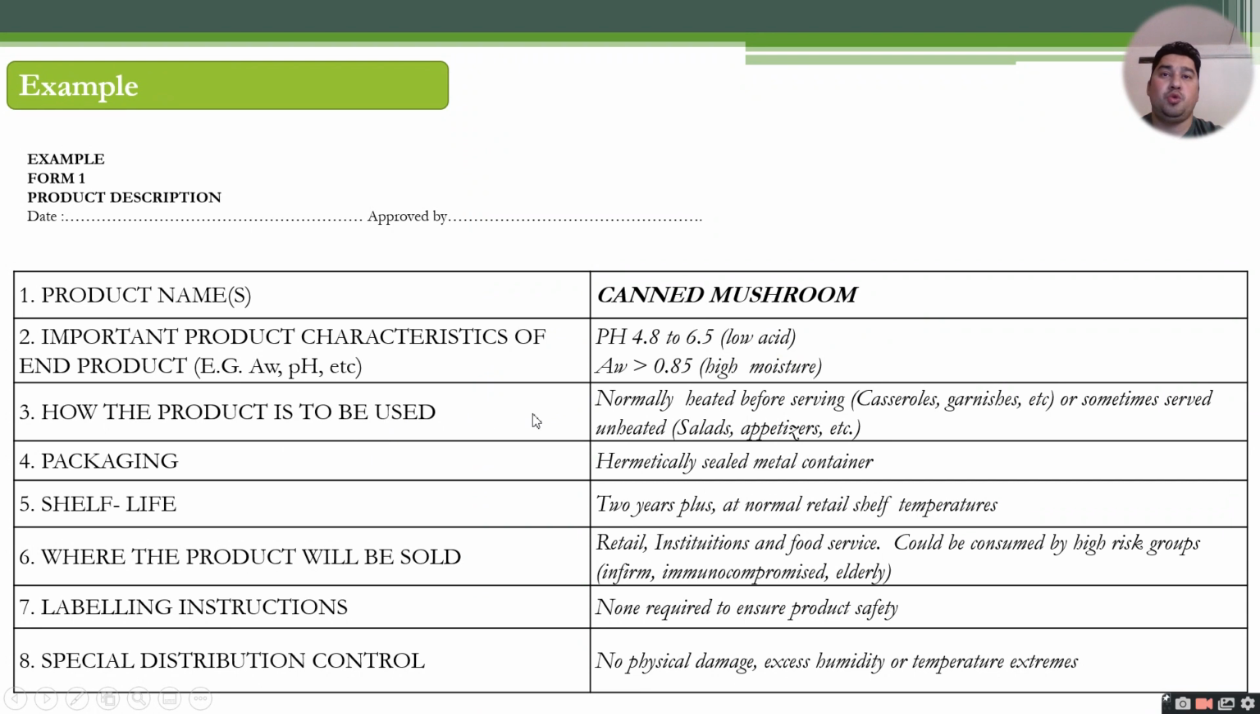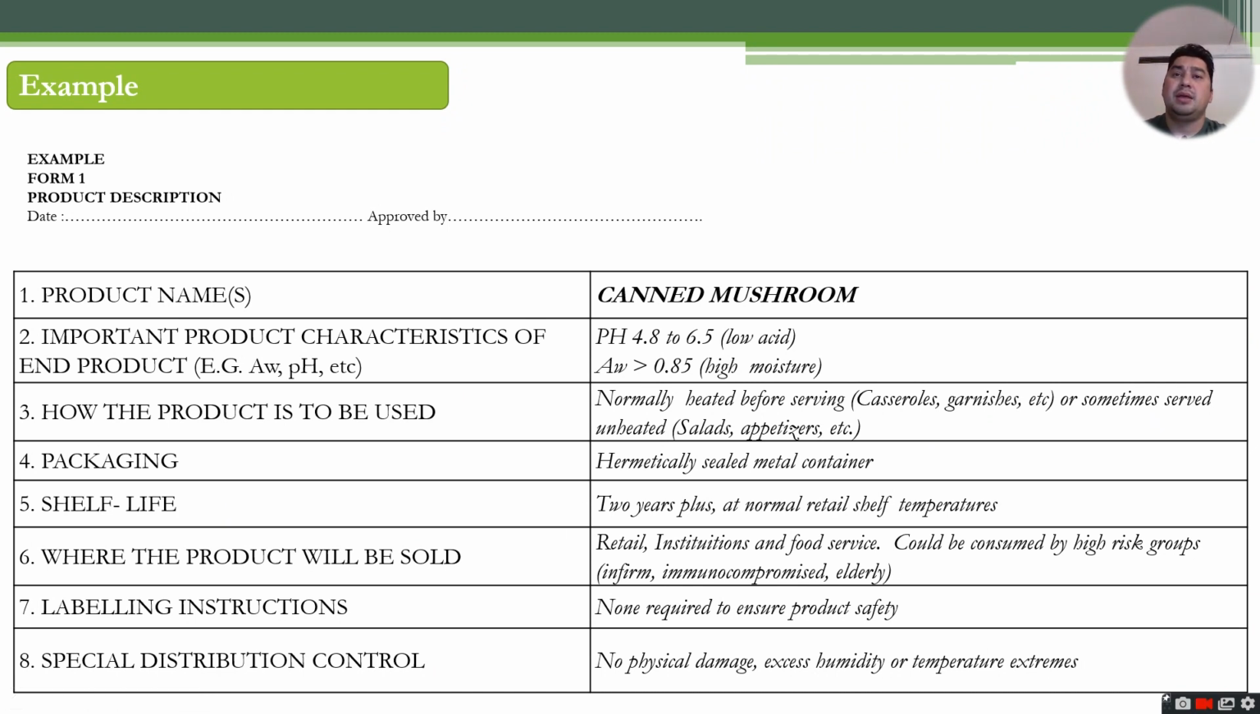How the product is to be used: normally heated before serving. Now, this product says that before you use it, it should be heated. Sometimes it can also be served unheated, whenever you are serving it with salad or appetizer, you can serve it unheated also.